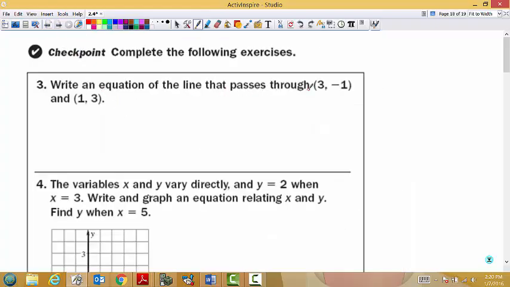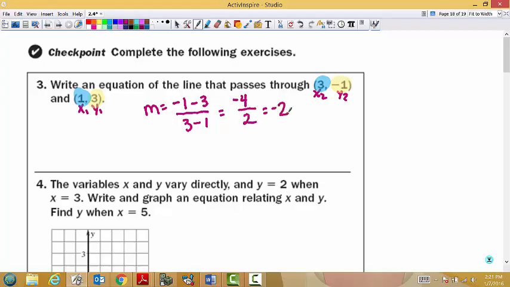Write an equation of the line that passes through those 2 points. The first thing I'm going to do is find my slope, and let's call these x1, y1, x2, y2. So it'll be -1 minus 3 over 3 minus 1. I want you to think that I went -1 minus 3. So that's -4 over 3 minus 1 is 2, which is -2.